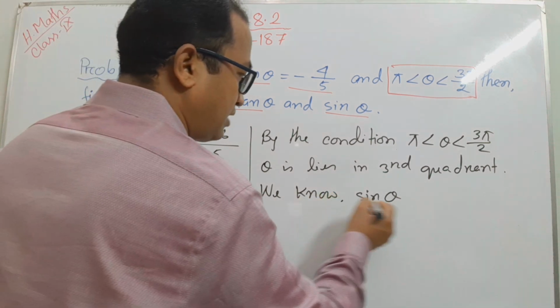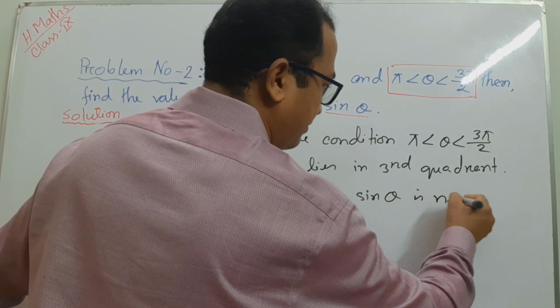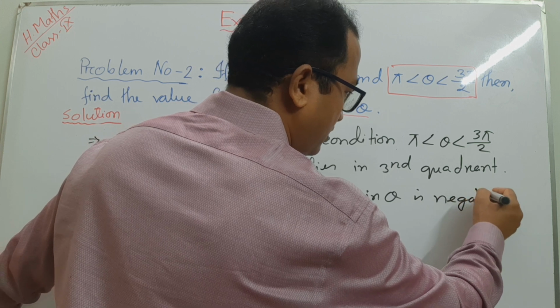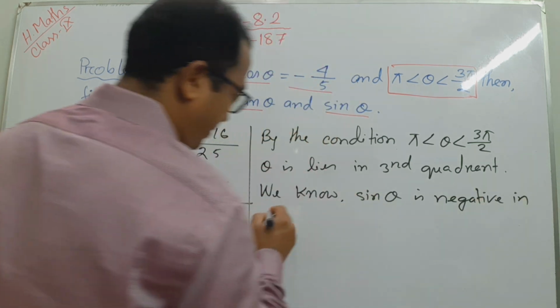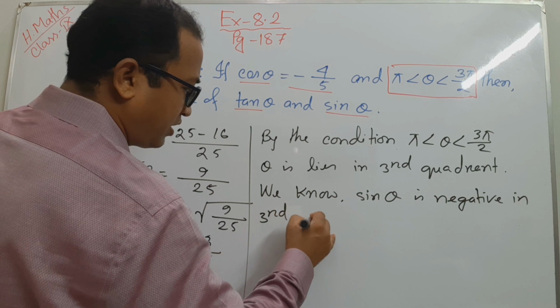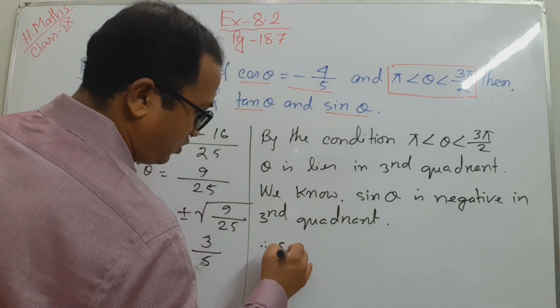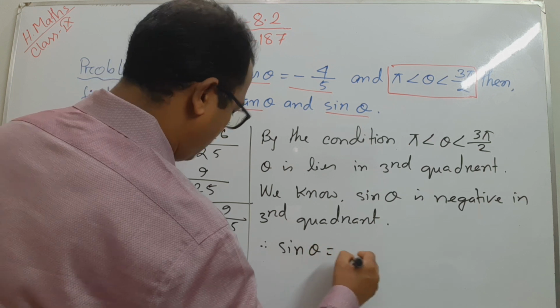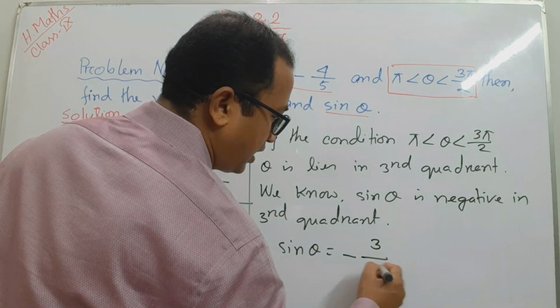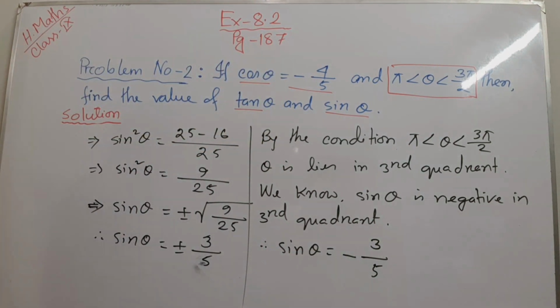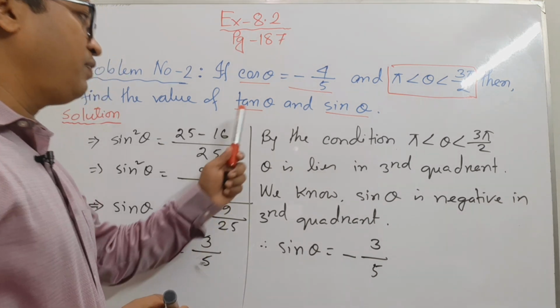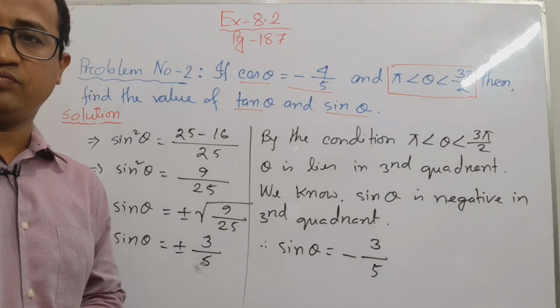We know sin theta is negative in the third quadrant. Therefore sin theta is equal to minus 3/5. Now we will find out the value of tan theta.